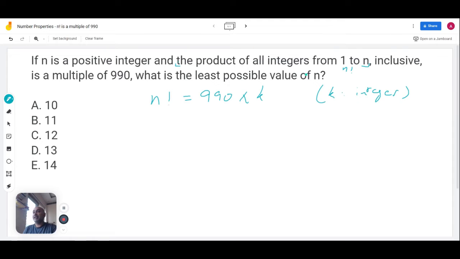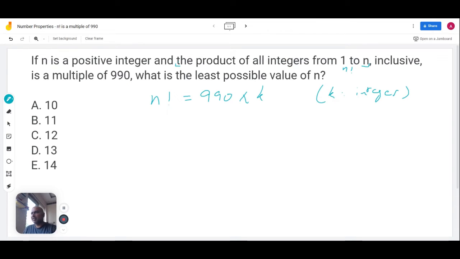Well, let's say a particular factorial is a multiple of 990, all subsequent factorials would also be multiples of 990. Let's say 20 factorial is a multiple of 990. So then even 21 factorial will be a multiple of 990, because 21 factorial is nothing but 21 times 20 factorial. Similarly, 22 factorial would be a multiple of 990, and so on. So what we need to figure out is the smallest possible value of n such that n factorial is a multiple of 990.